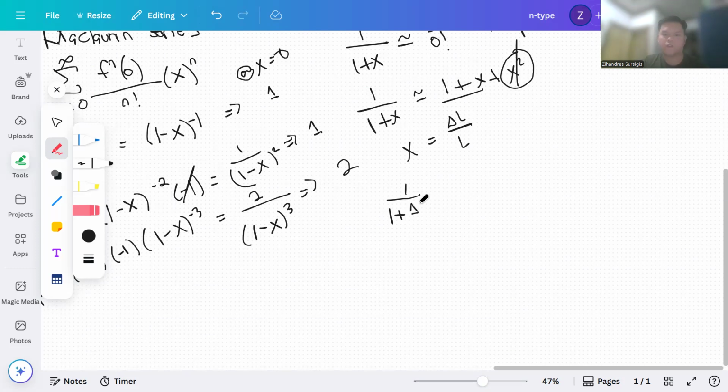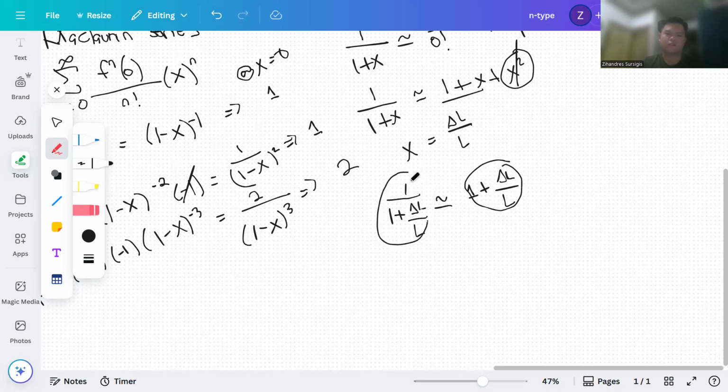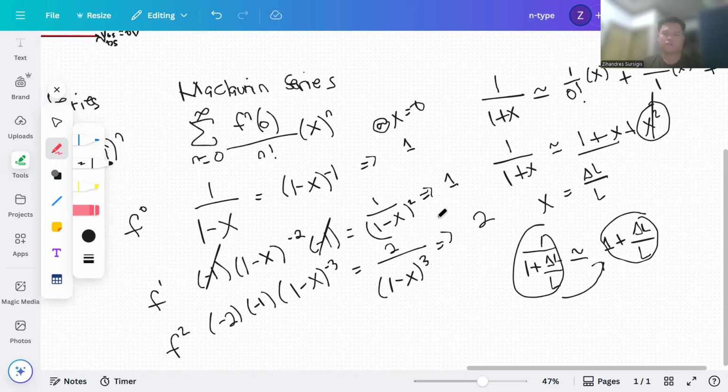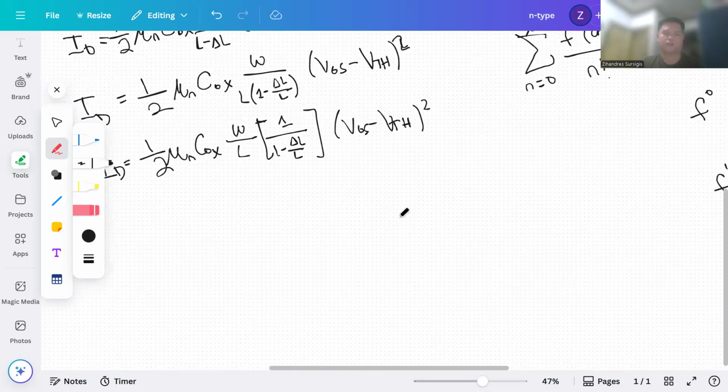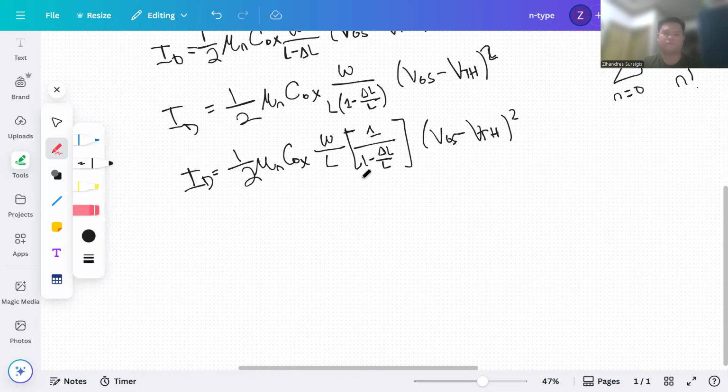1 plus delta L over L is just approximately equal to 1 plus x, which is 1 plus delta L over L. So this term right here is just equal to this. Na-prove natin siya using Maclaurin series. So we will use this term and then plug it in sa ating equation. So we will not use this term.